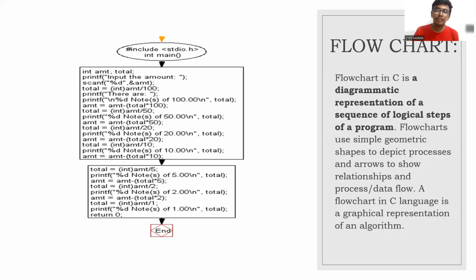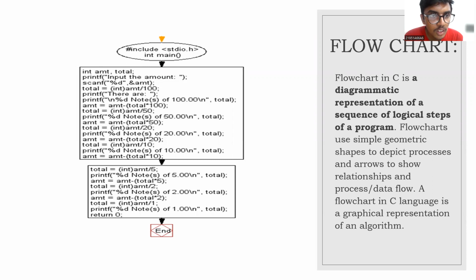Next, flowchart. First, the first line: include stdio.h. Next line: int main. Next, use int amount, total. Printf of "input the amount". Scanf of %d, &amount.